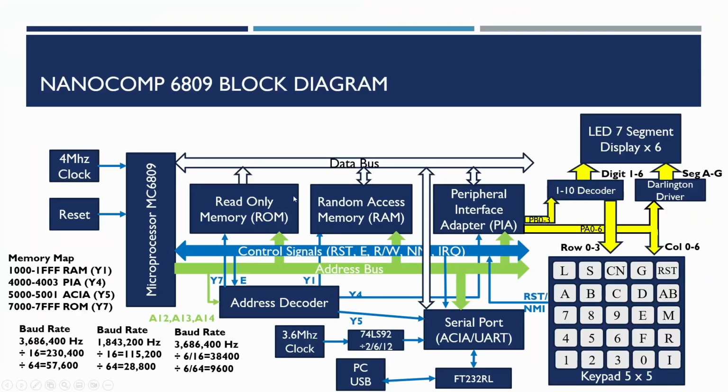If you remember, in the previous video we updated our block diagram to include the serial port, also known as an asynchronous communications interface adapter, or a UART. This is driven by a clock, and we've chosen the clock bit rate or baud rate to be 9600 baud, or if we need to, we can speed it up to 38.4K. This is done by using a divide by 6 chip here.